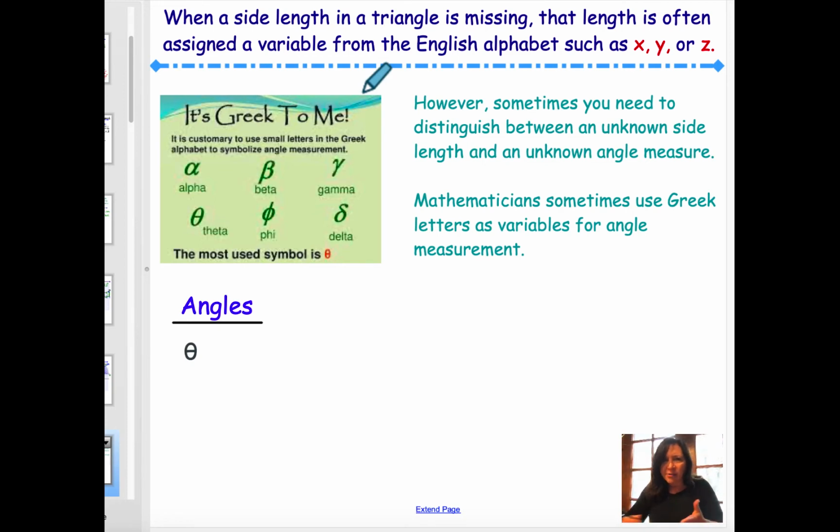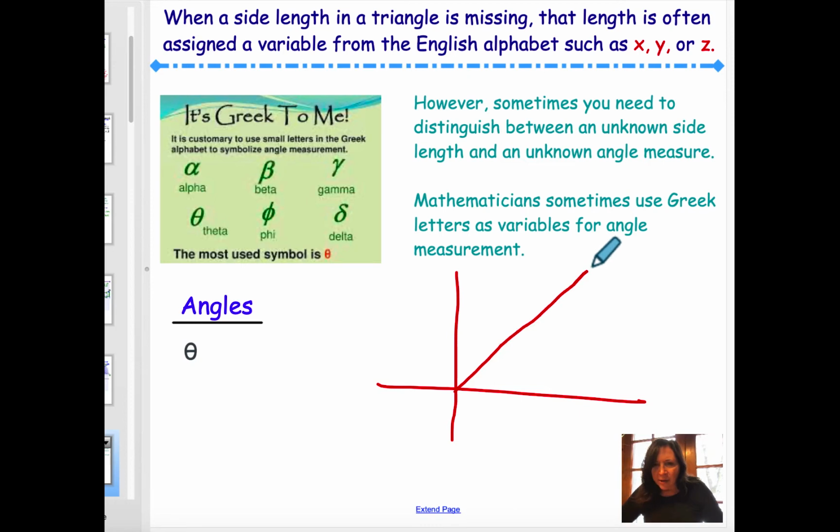So we have to find a side length of a triangle. When a side length is missing, that length is often assigned a variable, meaning if we have a triangle, let's say this, like here, and then here's my right triangle like this, okay? We call these, like, this is A, and I could call this B, and I can call this C, and I know a lot of people call the right angle C. It's not always the case, so don't get in the habit of doing that.